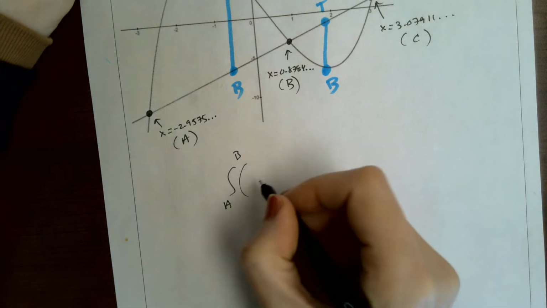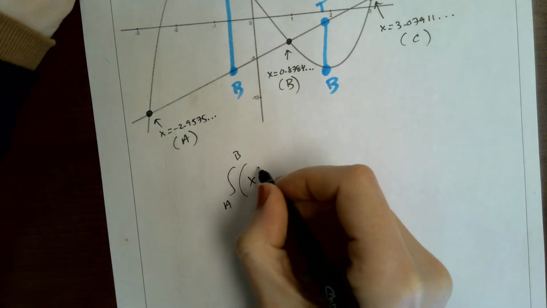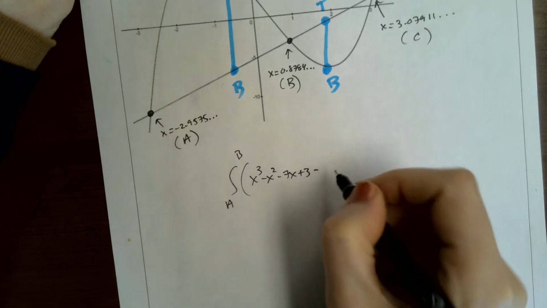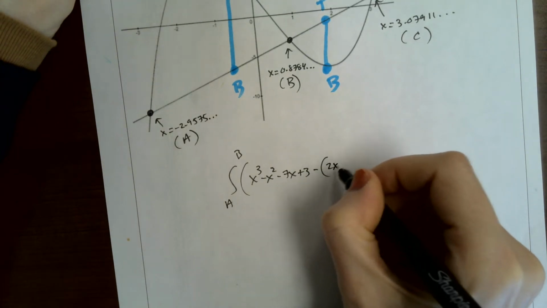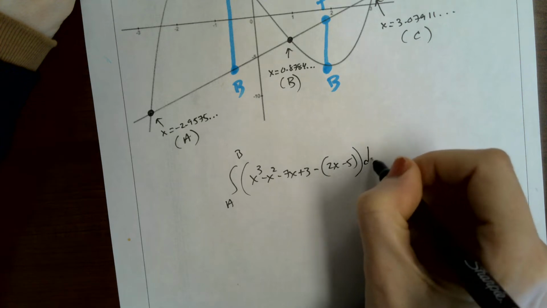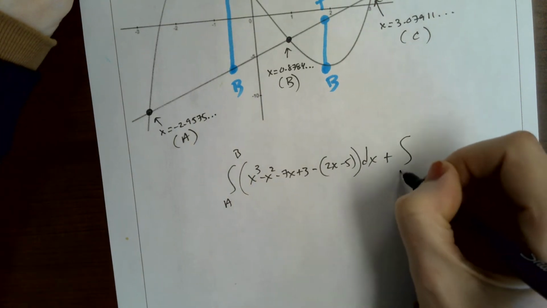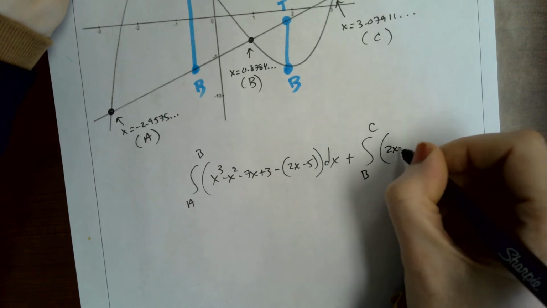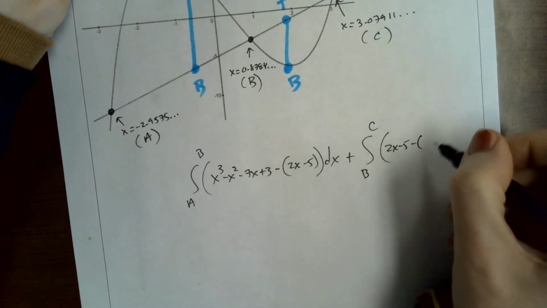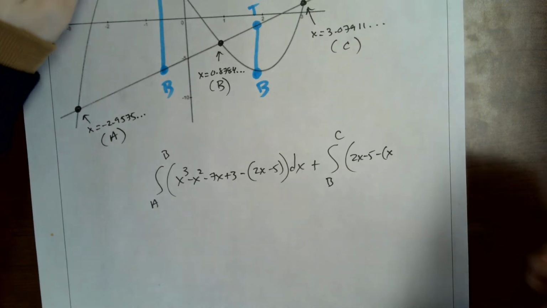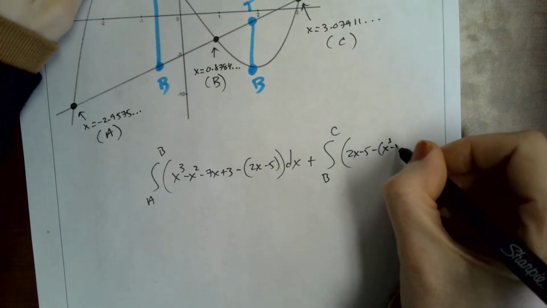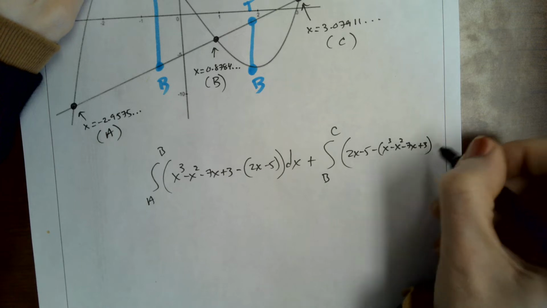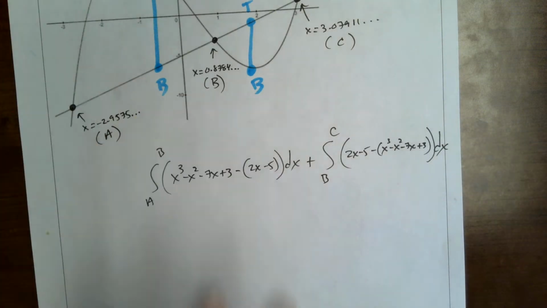The top function is G. So x cubed minus x squared minus 7x plus 3 minus the bottom function is that, plus the integral from B to C, and then they just switch. So the top is the line minus the bottom is that one. Okay.